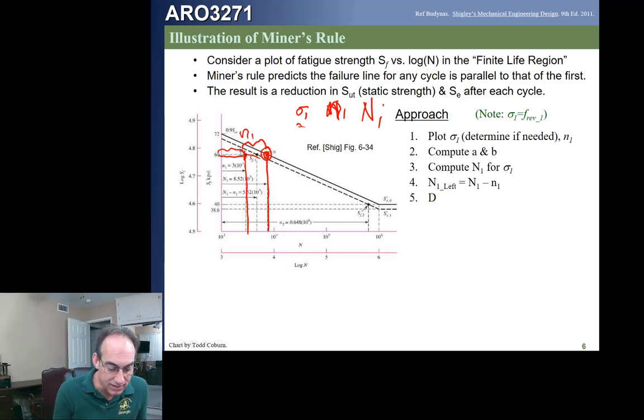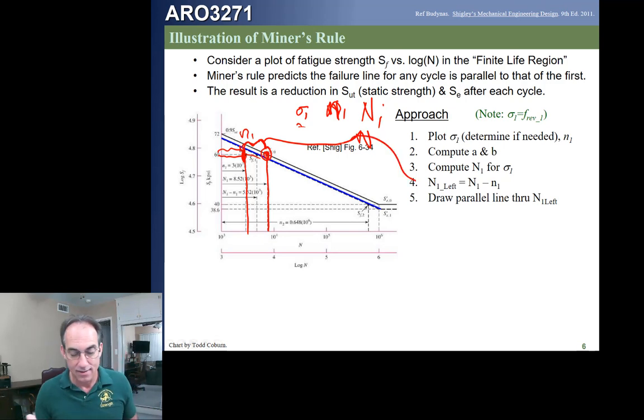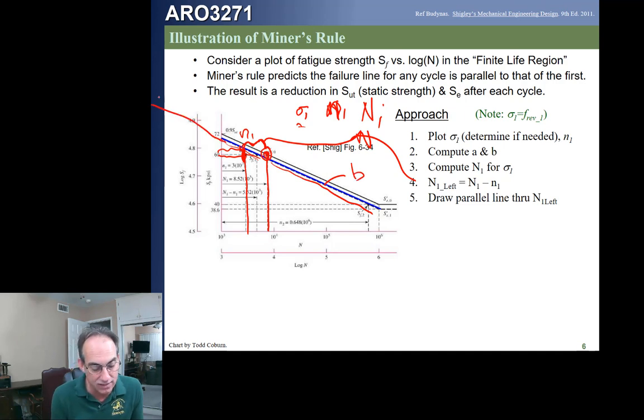Remember, this here is n1, this point here, and this here is n minus n1. Okay, that difference. Now what we can do is draw a line. Now that we have found the n left, we can draw a line through this point here. What Miner's rule says is it has the same slope B, but because it moved, it's going to have a different intercept out there.